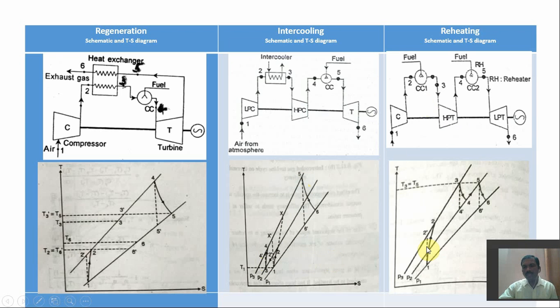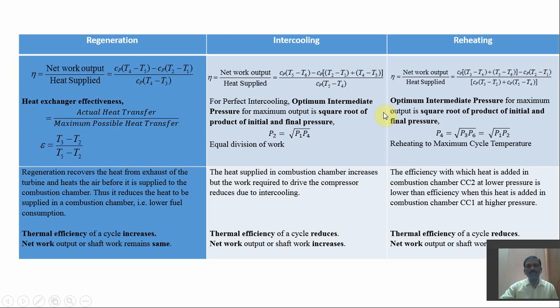Then in reheating, you have single stage compression, heating, and then reheating, so heating is done twice, and expansion is also twice. So the processes add up. You can see this slide and the next one, a quite crystal clear comparison of regeneration, intercooling and reheating.